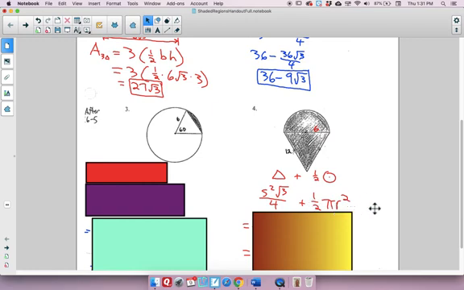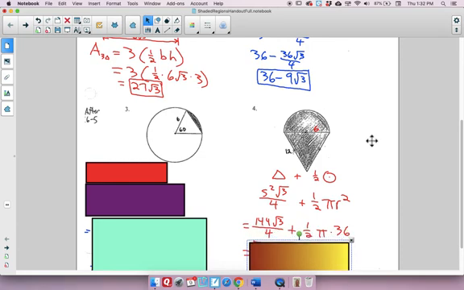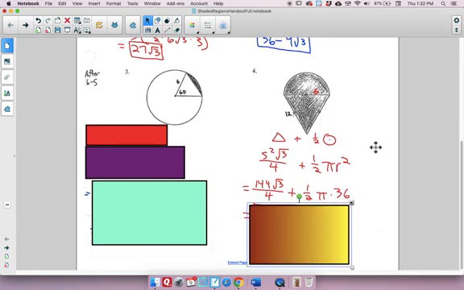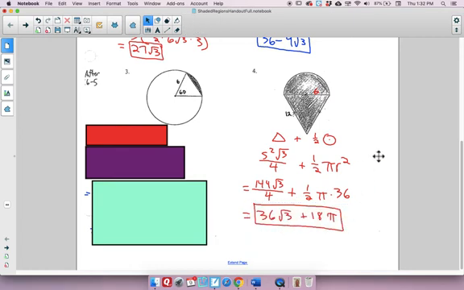We need to figure out what s is. Well, we know s is 12, so that's easy to plug in. If that's 12 across, then the radius is half of that, because this is basically a diameter if we had a full circle. So it's 6. All we have to do is plug in there. 12 squared is 144, and we can reduce that. Then we plug in 6, and 6 squared is 36. We end up getting 36 root 3 plus 18 pi.